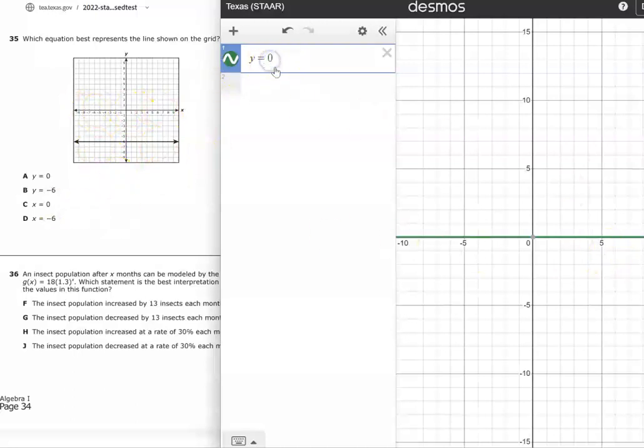The second one is y equals -6, and that one is here. So you can see that it intersects the y-axis at 0, -6, and it appears to do that on the paper as well. So the correct answer choice is answer choice B.